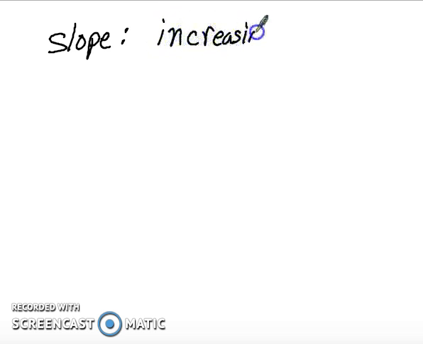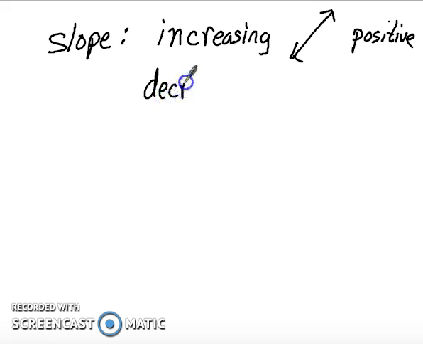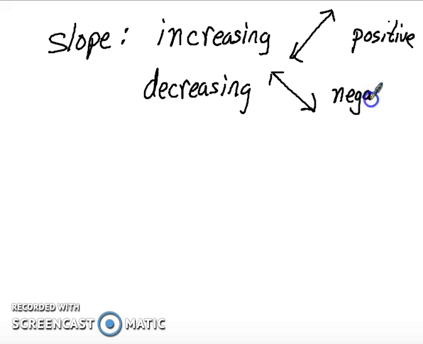Now, when you talk about slope, you've got to look at the four possibilities. One, is the slope increasing? That means, is our line going up? Is it positive? The second choice, obviously, is decreasing. Looking at the graph or the coordinates, is it going down? This is said to be a negative slope.